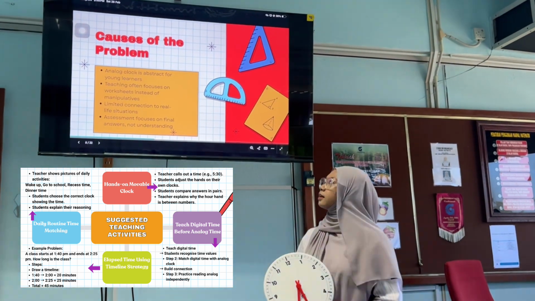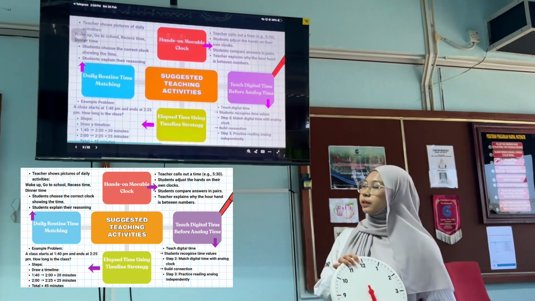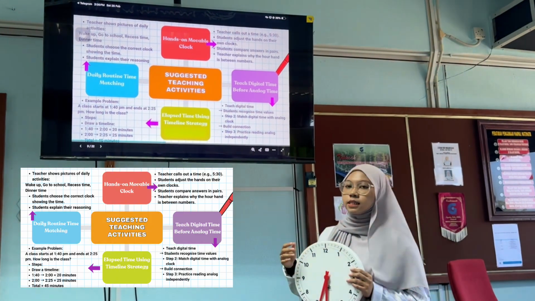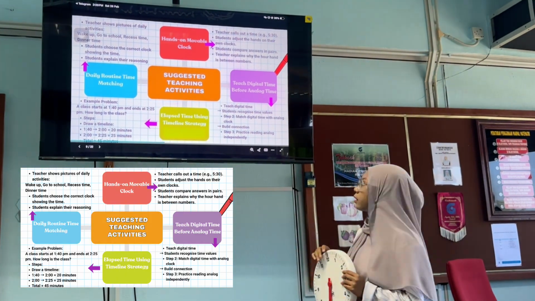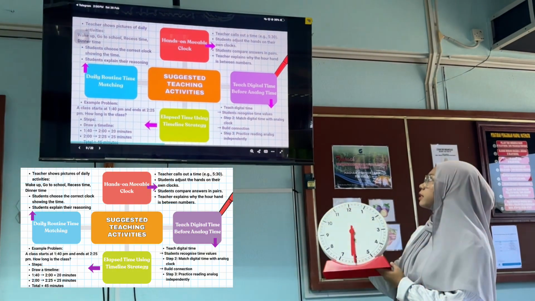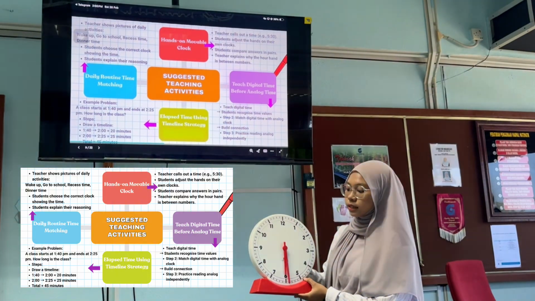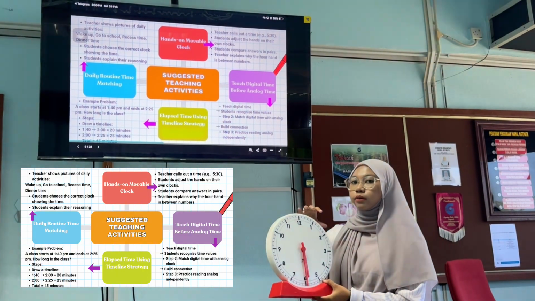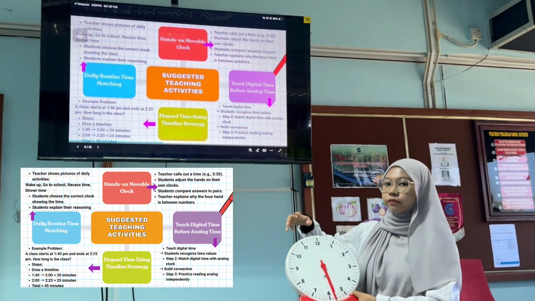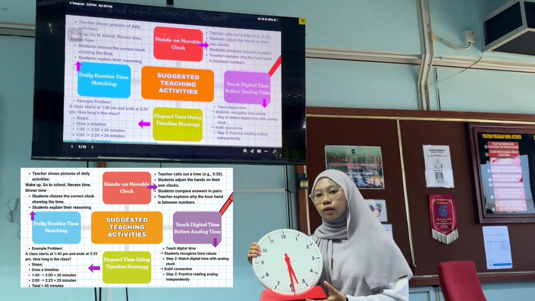So next, suggested teaching activities that can be done. First of all, the teachers can use a hands-on movable clock. The teachers ask students to adjust the hands on their own clocks. When the students adjust the analog clock with their own hands, they can touch, can feel, and can have a real-life experience to understand analog clocks better.